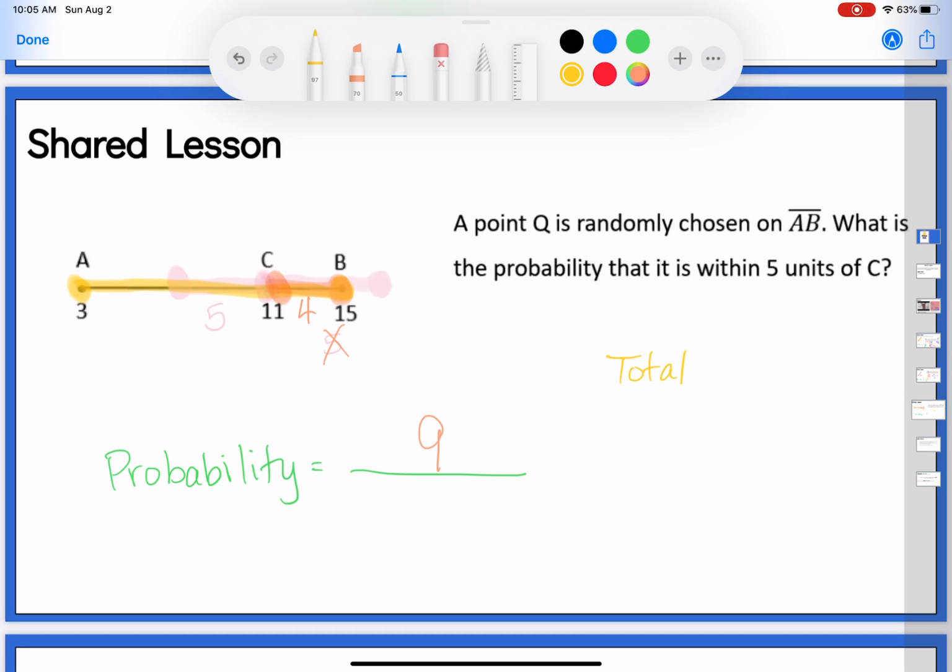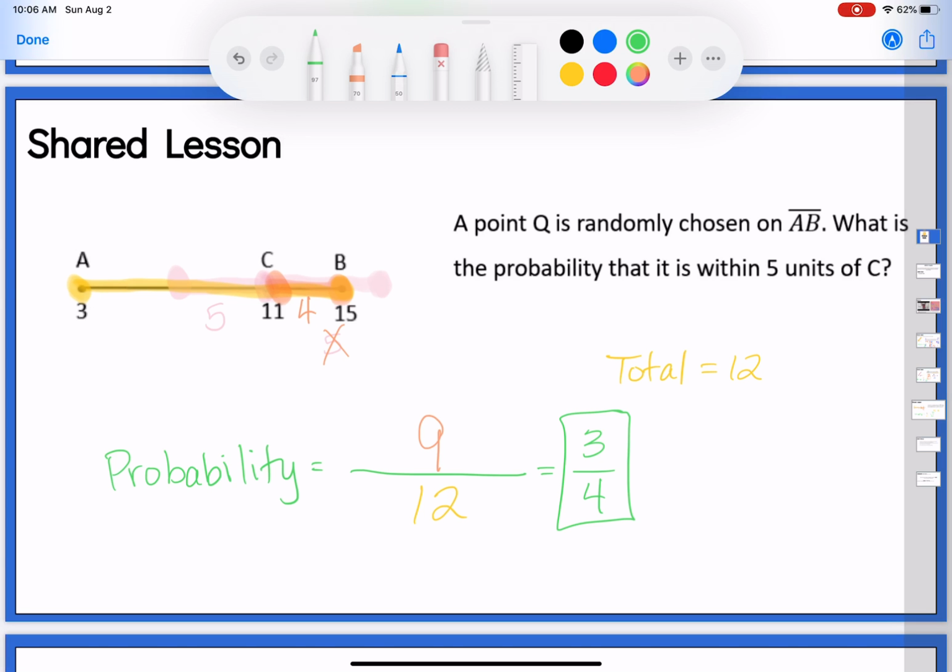So total would be, well, let's see, from 3 to 15, which is 12. So I only have 9 good, but I have 12 total. So then I can reduce that, divide both by 3, and I get 3/4 as my probability that point Q will land within 5 units of C. But notice I was talking length on this one, right? But I couldn't go the full length they were talking about to the right, so it's not just what's on the number line, but it's how many good that I could possibly do. So probability there of 3/4.